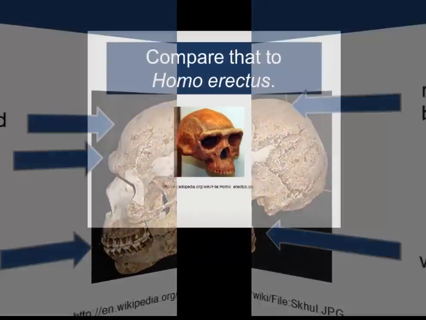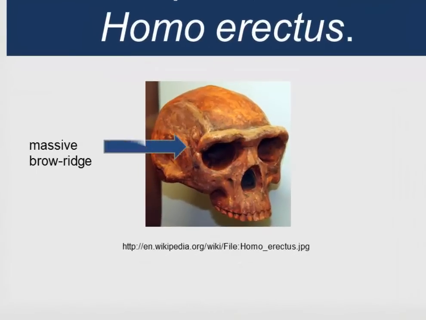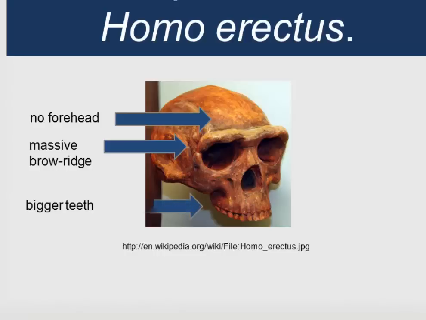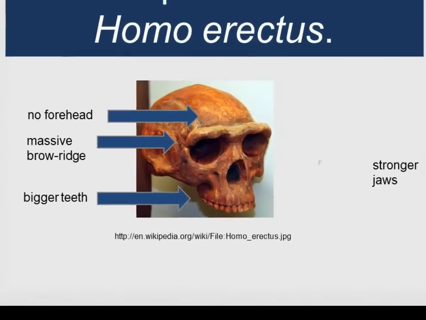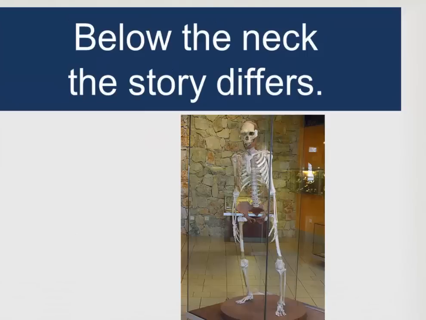Ours are quite small. Now we can compare that to an earlier ancestral hominin that's called Homo erectus. And here we can see quite a massive brow ridge. There's an absence of a forehead. Although the dentition is reduced from earlier hominins, the teeth are larger than ours, especially the molars. And those strong jaws result in big zygomatic arches. And way up on the top of the skull, there's what's called a sagittal crest, where muscles also attached. So we have a pretty clear idea of what the crania of an anatomically modern human looks like.